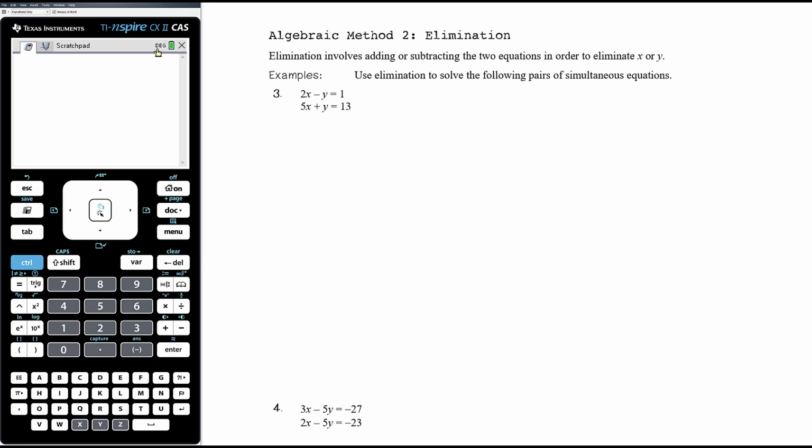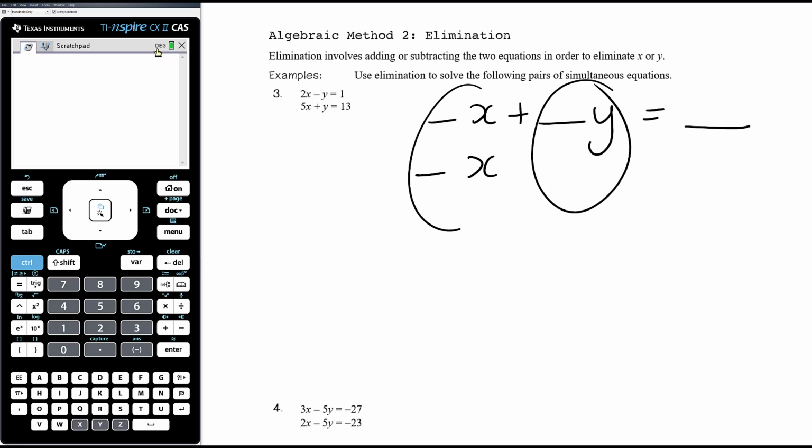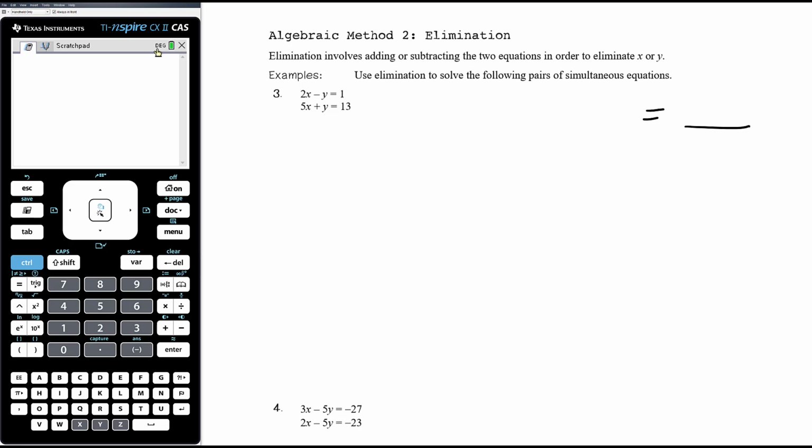So the first thing you want to do is make sure that your equations are in the same shape. So some number times x plus some number times y equals some number. You want both of them to be the same, so your x and your y terms are lined up. So in that case, this is already done for us. We've got our x terms and our y terms and our constant terms over there.